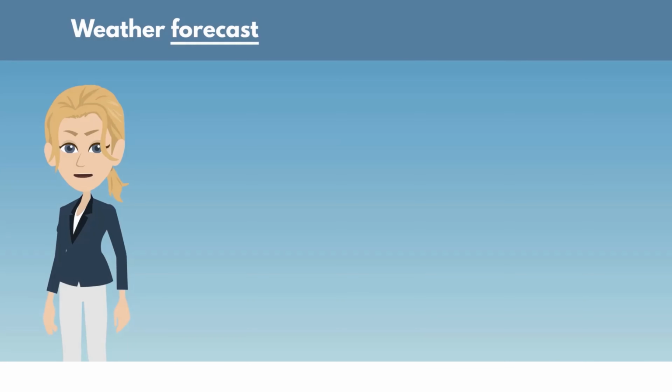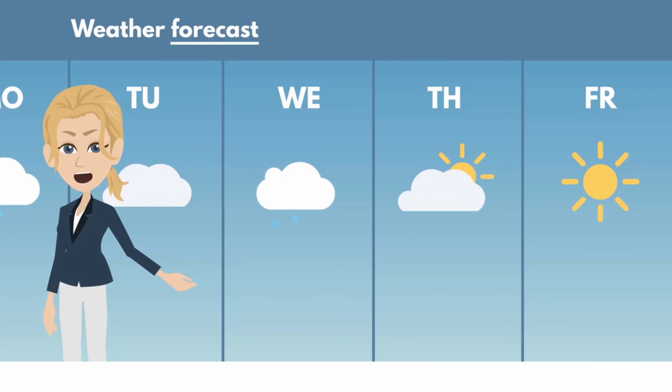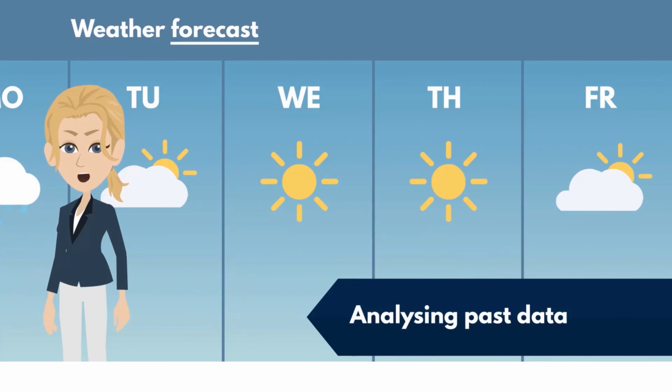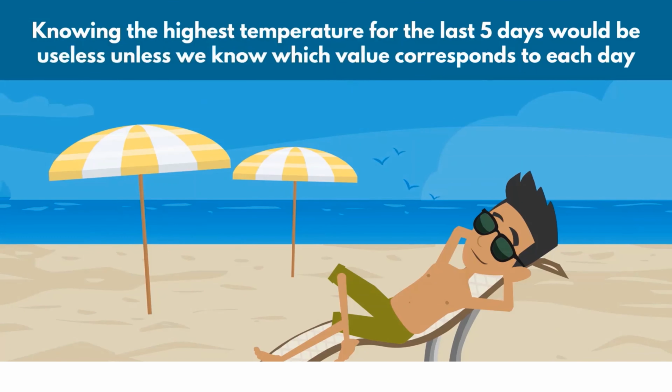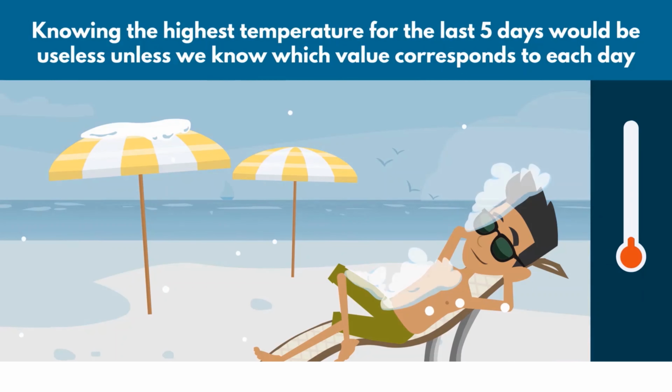Meteorologists often cope with the task of forecasting the weather for days ahead. To make even remotely accurate predictions on a consistent basis, they rely on analyzing past data. Needless to say, if the data is not ordered chronologically, finding the correct pattern would be extremely difficult. For instance, simply knowing the highest temperature for the last 5 days would be useless unless we know which value corresponds to each day. Why? Because chances that the temperature rose 5 days in a row or dropped 5 days in a row are equal. Thus, without the corresponding time periods for each value, the data is much less relevant.